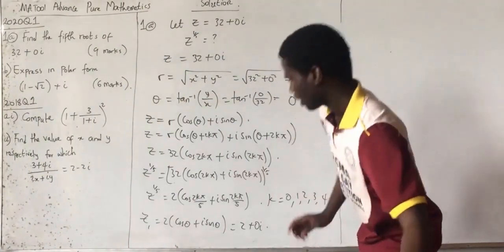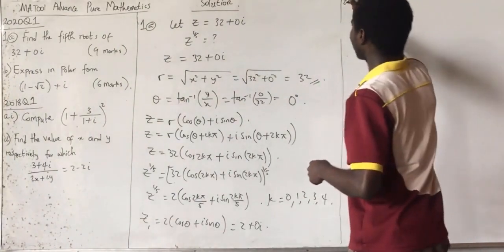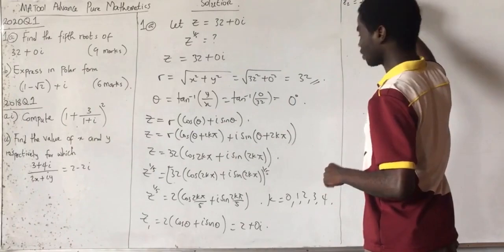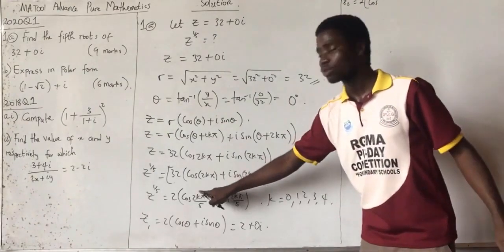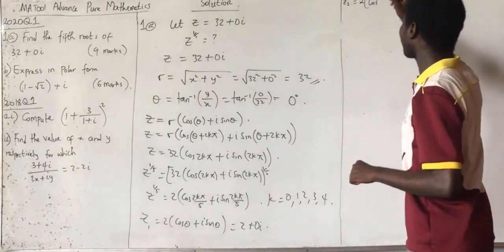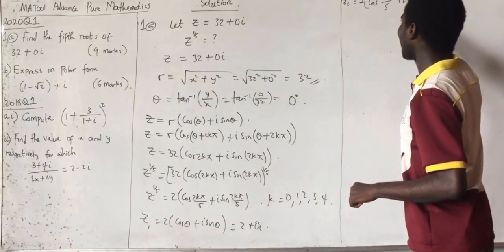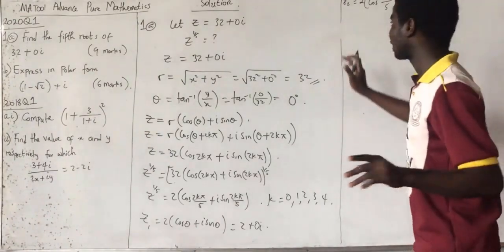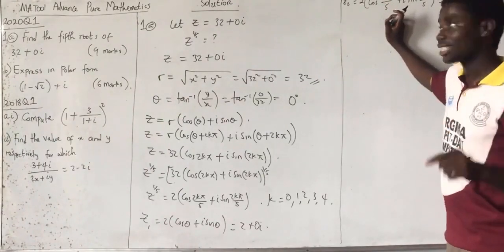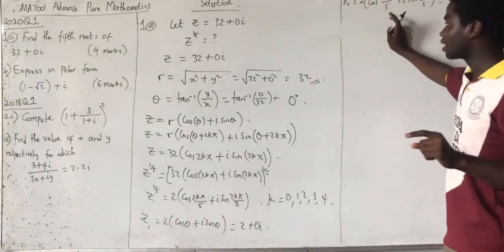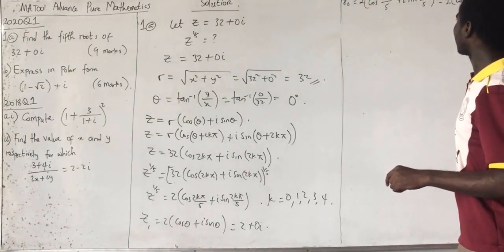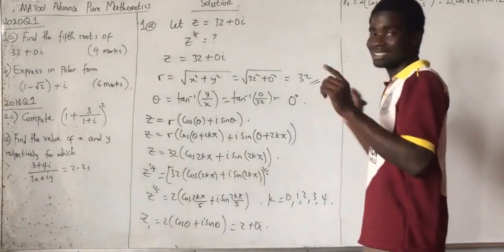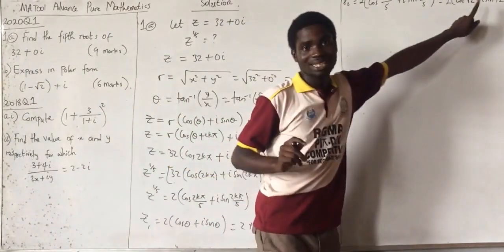Now, the second one, I've gotten my first answer. Second one, when k is 1, put k to be 1. You have 2 cos 2 times 1 times pi, that is 2 pi over 5, plus i sine 2 pi over 5. You can leave your answer like this, or you do, what is 2 pi? Pi is 180, that means 2 times 180 divided by 5 will give you 72. That's 2 cos 72 plus i sine 72. That is the second answer. You can leave your answer this way or that way.